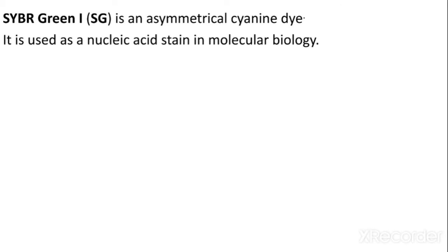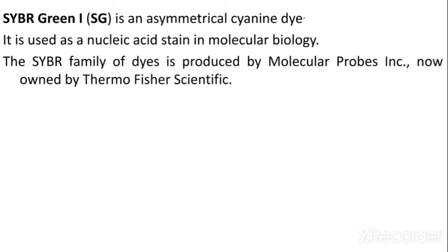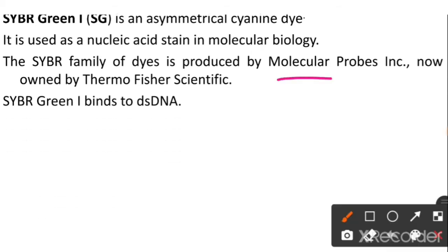So in this video, we are going to understand why SYBR Green is used in the RT-PCR for the detection of COVID-19. SYBR Green is an asymmetrical cyanine dye. It is used to stain nucleic acids in molecular biology. The SYBR Green family of dyes was produced by Molecular Probes, but nowadays it is owned by Thermo Fisher Scientific.